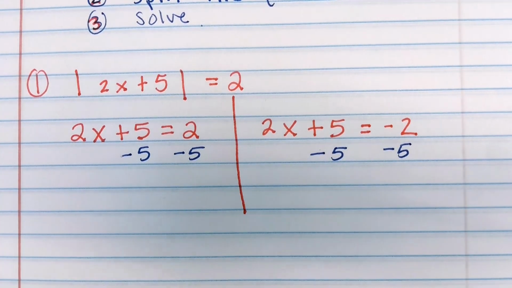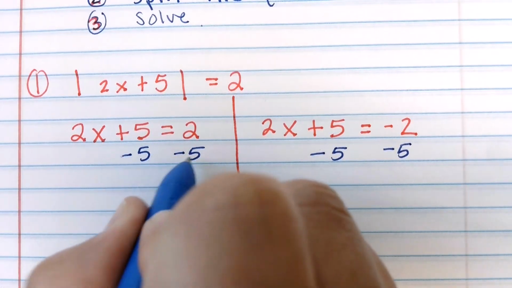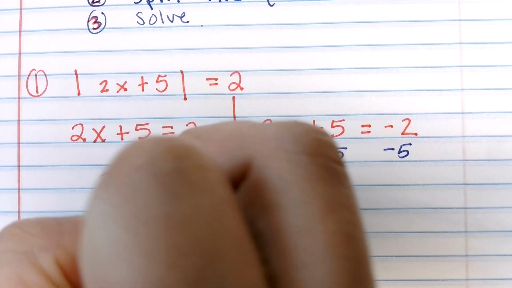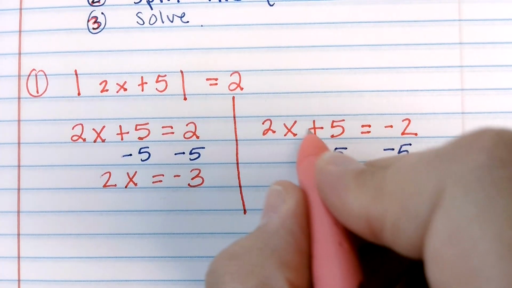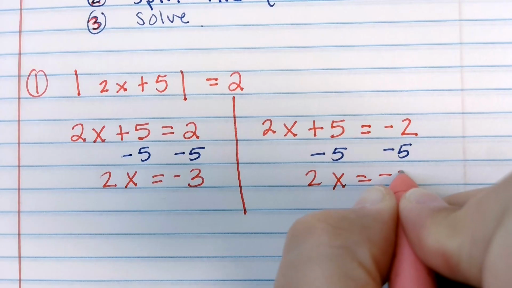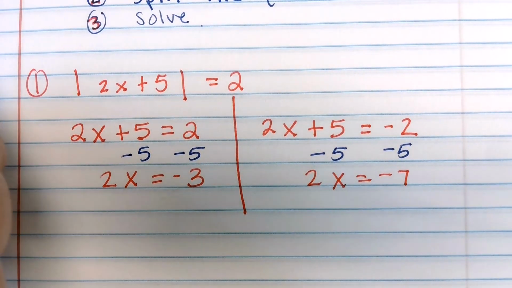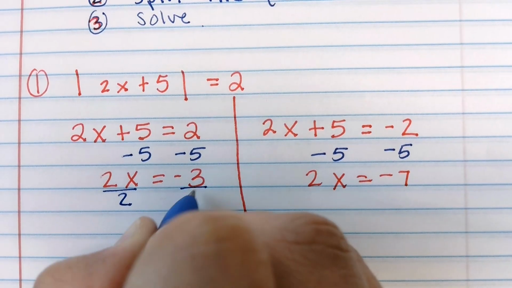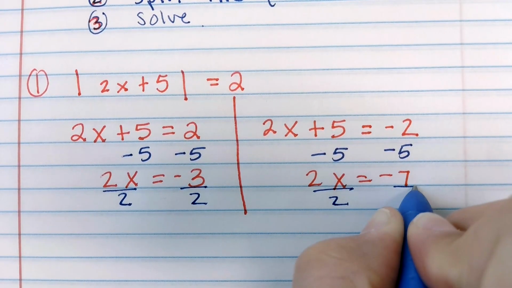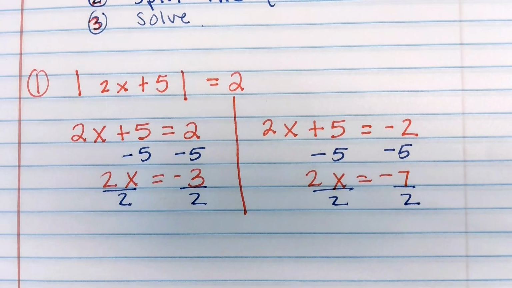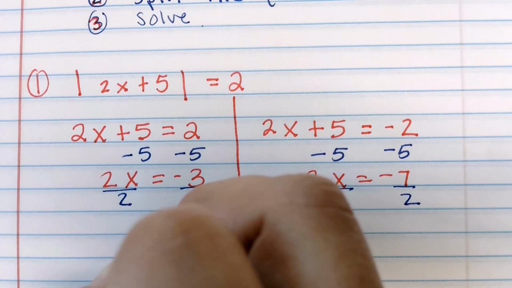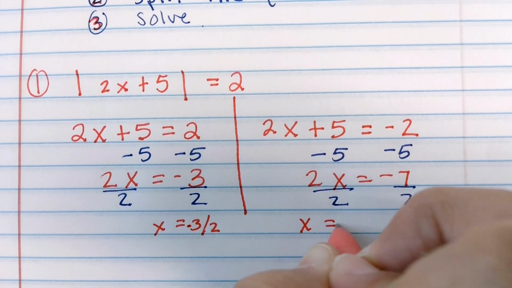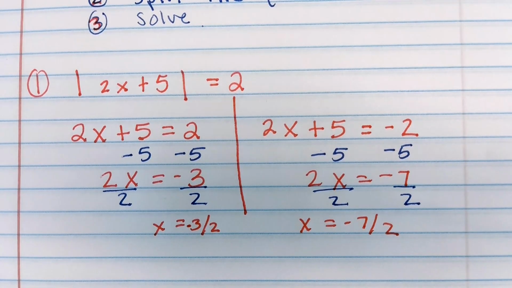You can do the left and the right. It doesn't matter. So subtracting 5, that gives me 2x equals negative 3 on this side, and over here 2x equals negative 7. And then to undo this multiplication, we're going to divide by 2, giving us x equals negative 3/2 and x equals negative 7 over 2.